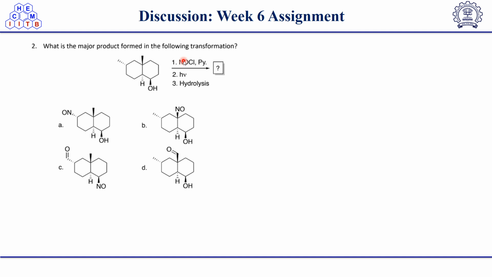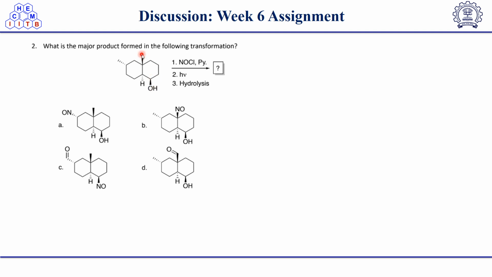So this mechanism of this type of reaction we have already discussed in the previous class as well. So it is actually the Barton reaction. So what is happening first? What is happening first is that this hydroxyl group will react with this NOCl and pyridine to form here ONO. Then the Barton reaction will take place by the delta hydrogen abstraction.